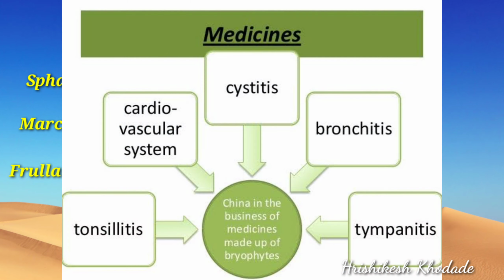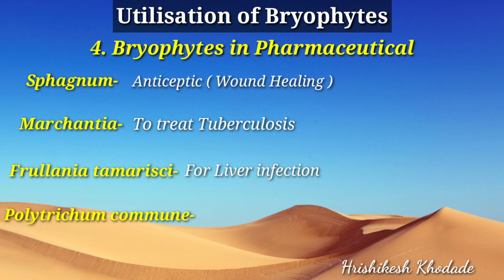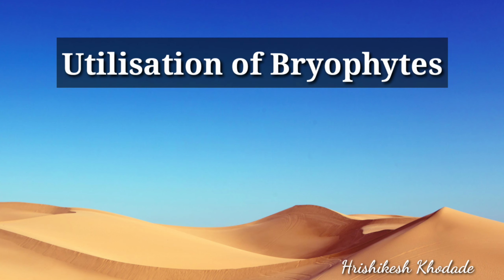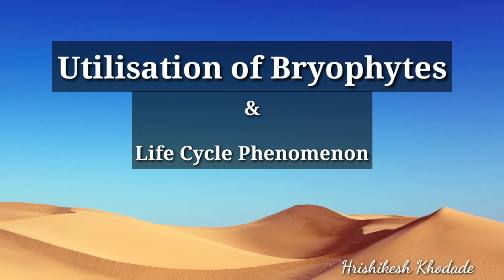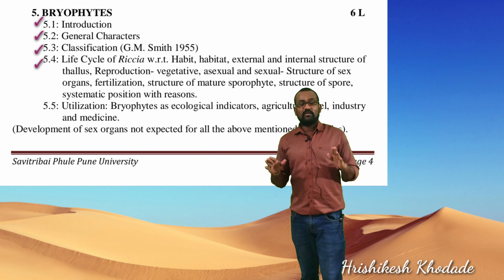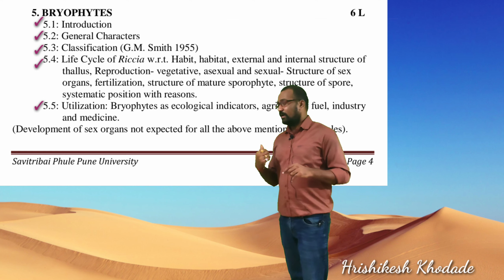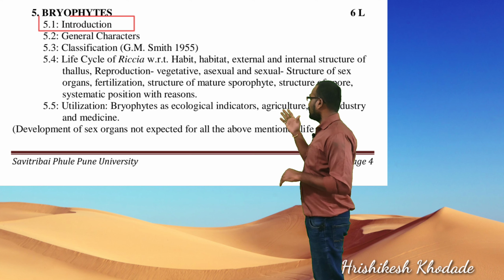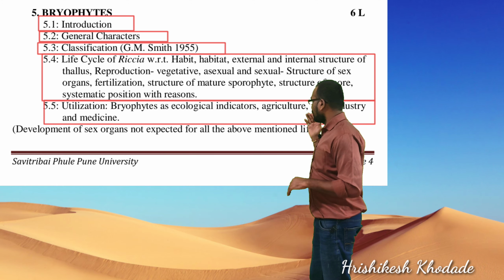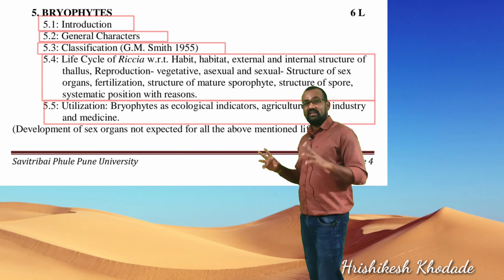So various bryophytes are useful for various purposes, such as Polytrichum commune, the name of a bryophyte which is used to treat kidney stones, which is a very common problem everywhere. So with this we have seen the uses of bryophytes along with the life cycle phenomenon. Friends, with this I will conclude that we have completely covered the bryophyte study. In this chapter we have studied general characters, introduction, their different classes, their vegetative features, their reproductive features, their life cycle. So many points we have discussed.